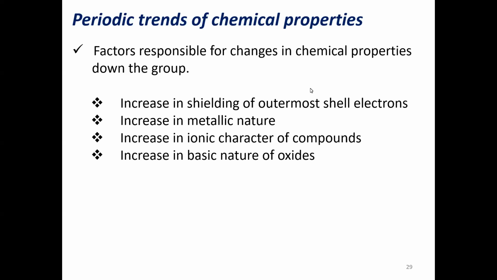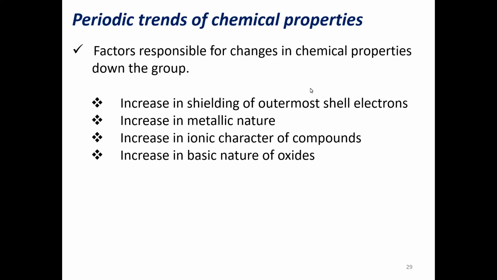Unlike when we look at across the period, this going from metal to amphoteric to metalloid to non-metal. So metallic character actually increases down the group because down the group, there's more ability to give out electrons and there's less ability to attract. So metallic character increases down the group. And also the ionic character of the compounds increases, because they are more metallic.